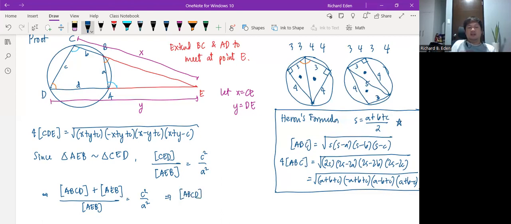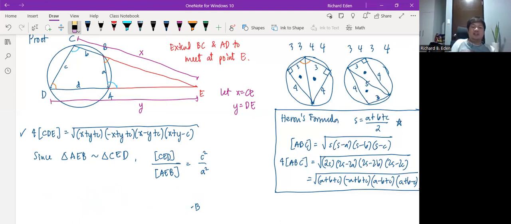ABCD over AEB. Hold on, sorry. This is not the ratio I wanted, because what we have here is an expression for the area of CDE. So I don't want this to be in terms of AEB. I actually want CED in the denominator. Balik ulit tayo. The move function? Na-erase ko na eh.